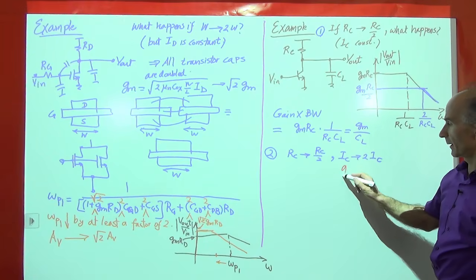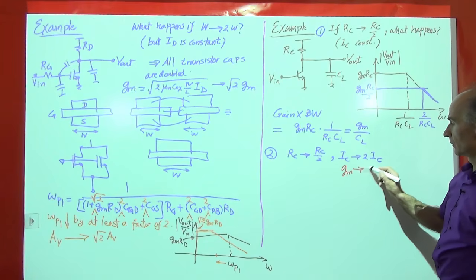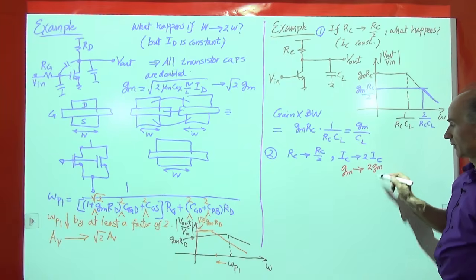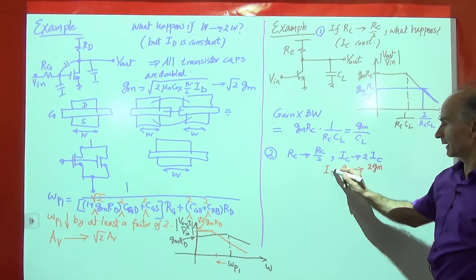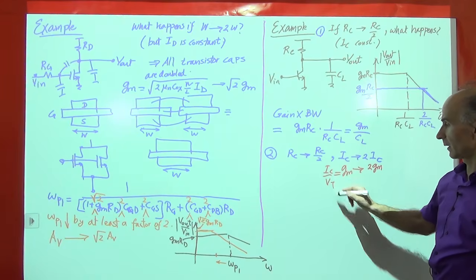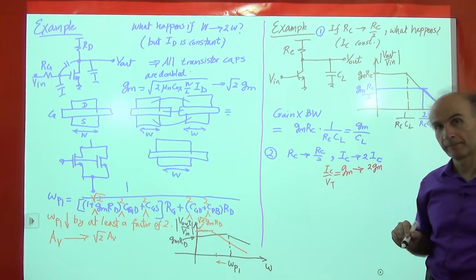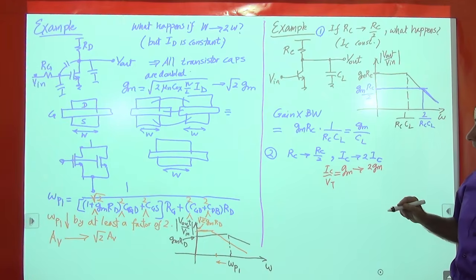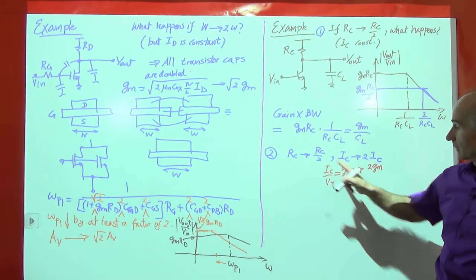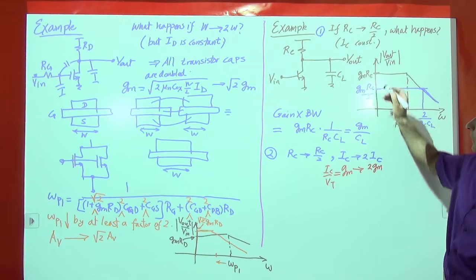We see that GM goes to 2GM. GM of a bipolar device is given by IC over VT. So if IC doubles, GM doubles. So the voltage gain at low frequencies is still GM-RC: RC over 2 times 2GM, right? So we are back here.